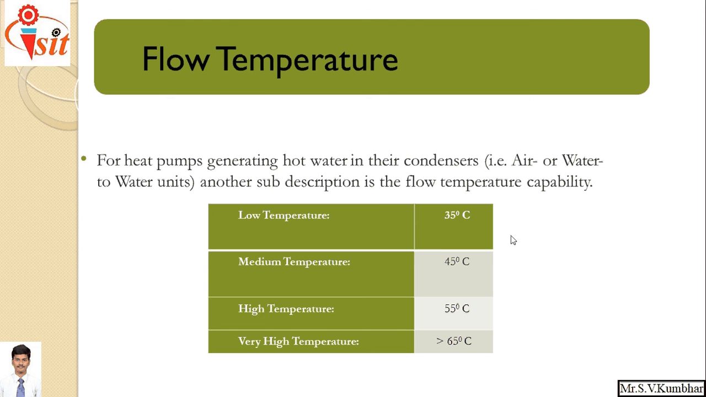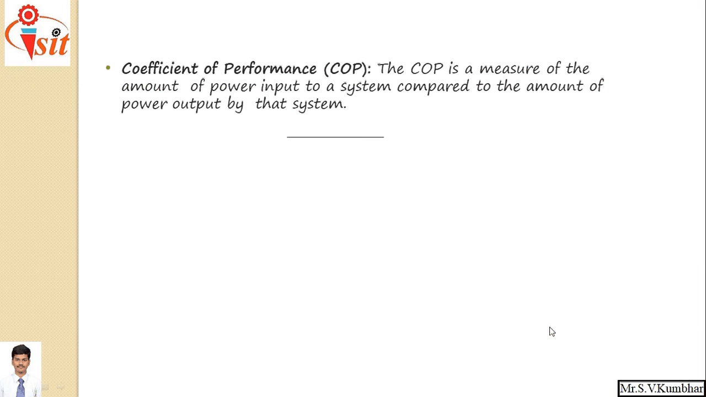So flow temperature for heat pumps, generally hot water in the condenser, that is for air to water or water units. Another sub-description is given here, that is low temperature 35 degrees centigrade, medium temperature 45 degrees centigrade, high temperature 55 degrees centigrade, and very high temperature 65 degrees centigrade. So, coefficient of performance.